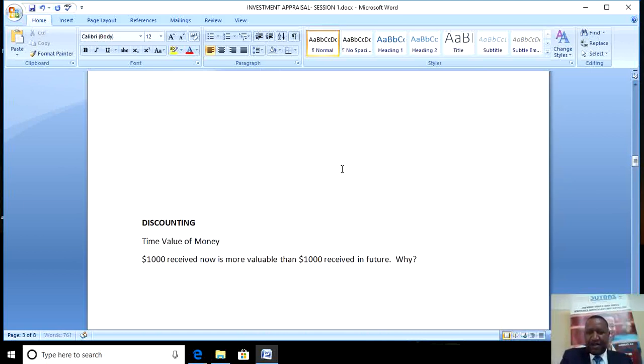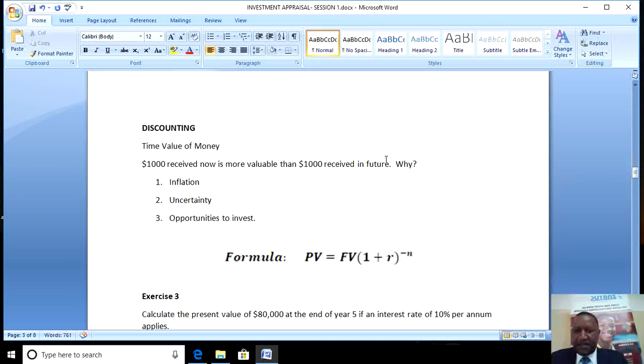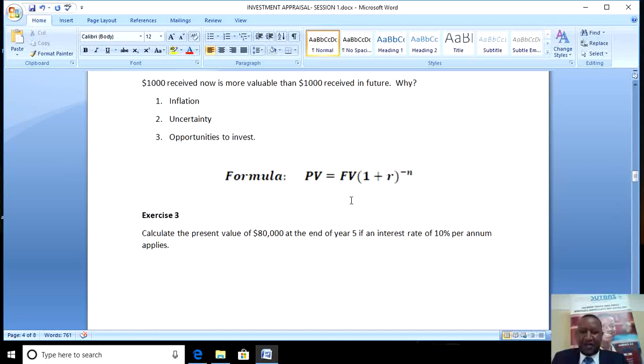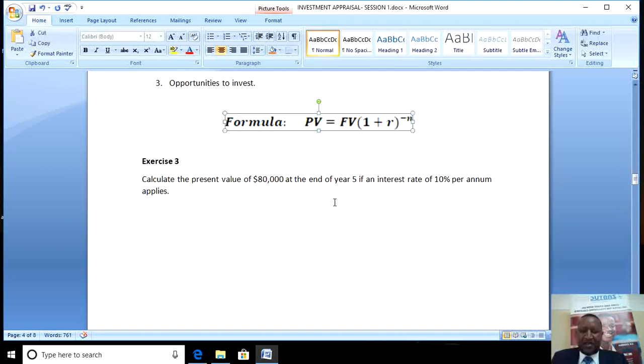Finally, let me talk about discounting. Discounting is simply reverse compounding. Discounting takes into account the time value of money. The money you have now is more valuable than the money you will receive in the future. This is how we do discounting. Take the future value, bring it down to the present value. So present value will be equals to the future value multiplied by 1 plus R to the power negative n. That's our discounting factor.